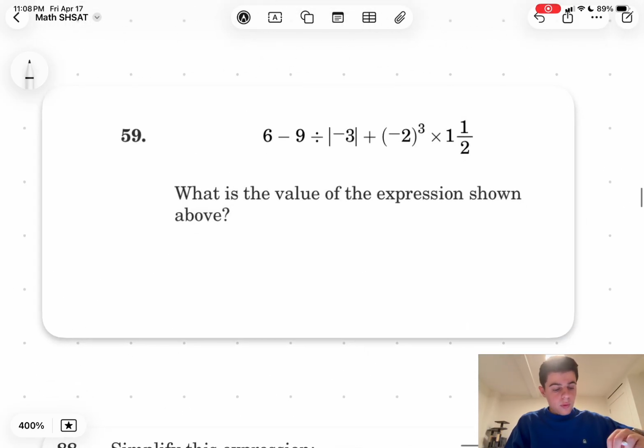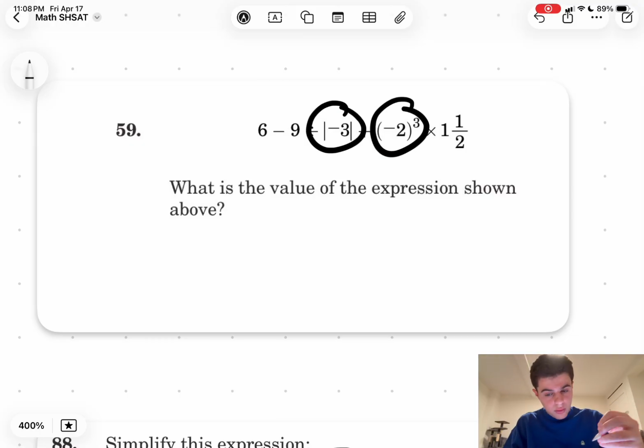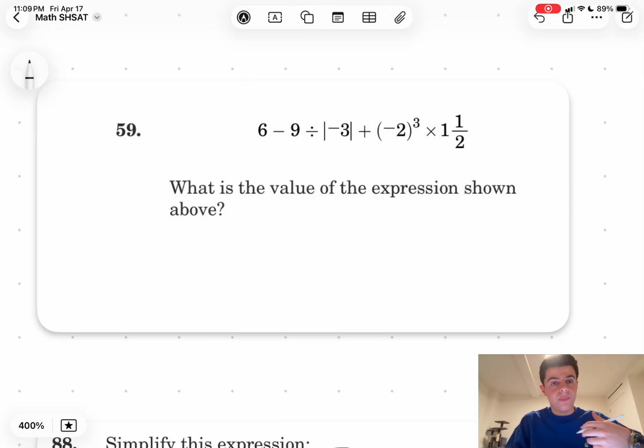And now we have question 59, which is again a non-multiple choice question, an open response question. We have 6 minus 9 divided by the absolute value of -3 plus -2 cubed times 1 and 1/2. So we have a lot of different stuff going on here, different types of operations and forms. So first, let's just make sure to clean this up a little. We have to remember here that we have absolute value in parentheses. So those will take priority.